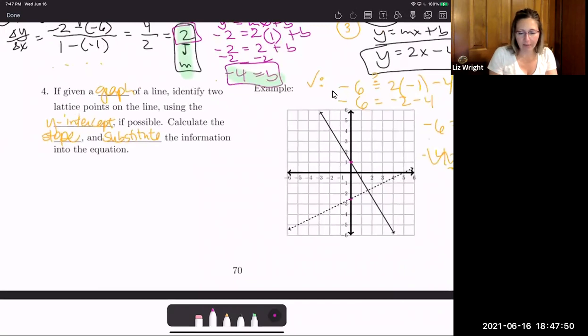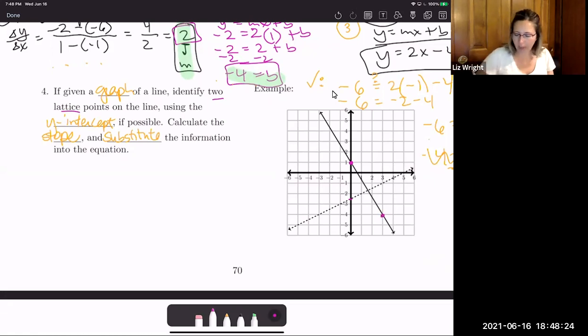It says, if given a graph, identify 2 lattice points on the line using the y-intercept if possible. So here's my y-intercept that I'm going to use. And a lattice point, again, means that my graph is crossing at a good lattice point. So a lattice point would be like this intersection of those grid marks. And so that's what we're looking for. So where else do you guys see where our graph looks like it crosses a good lattice point? I see one way down here. It looks like 3, -4 down here.